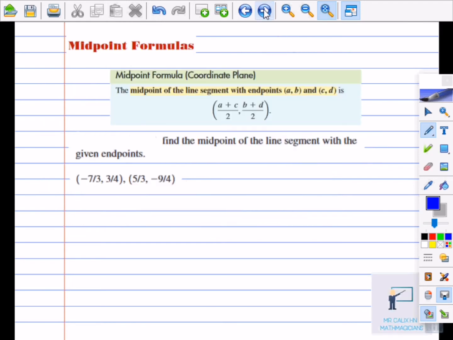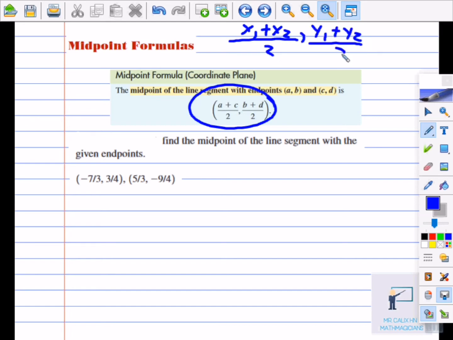So we already saw distance. Now we're going to find midpoint. The formula to find a midpoint is this one here. I like to see it this way: x1 plus x2 divided by 2, comma, y1 plus y2 divided by 2. Just because I order my points with x and y.